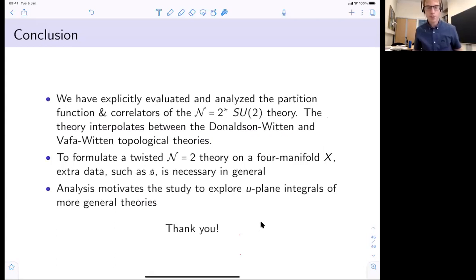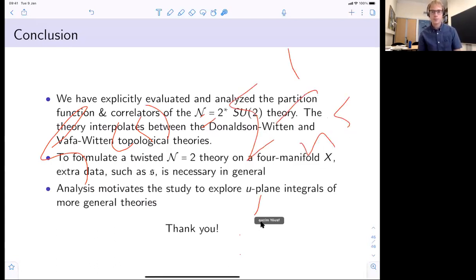Okay, so this brings me to the end of the talk. Let me briefly summarize. We have explicitly evaluated and analyzed the partition function correlators of the N=2* theory. The theory interpolates between the Donaldson-Witten and the Vafa-Witten topological theories.